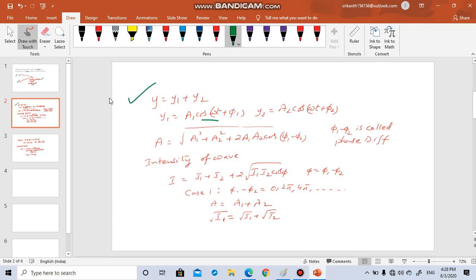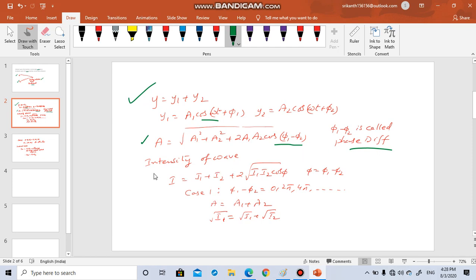Using this principle of superposition, we can finally get an expression for the combined amplitude. The combined amplitude is given by A is equal to root over a1 square plus a2 square plus 2 a1 a2 cos of (phi 1 minus phi 2). For calculation purposes, you should remember this expression. What is this phi 1 minus phi 2 here? Phi 1 minus phi 2 is called the phase difference.